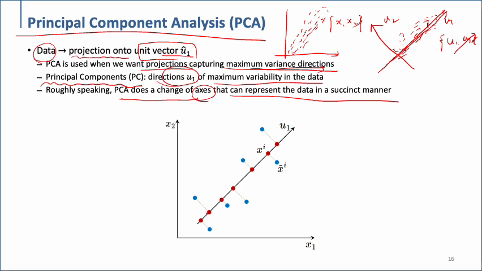So for the given data, the idea is that you need to calculate the maximum variance direction, and that could be the principal component. And the idea is actually what we know from linear algebra. Here it could be an eigenvector.